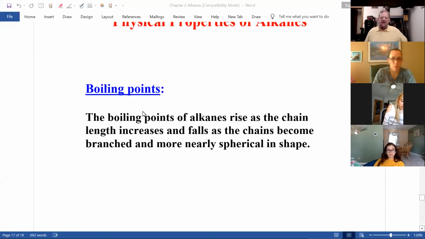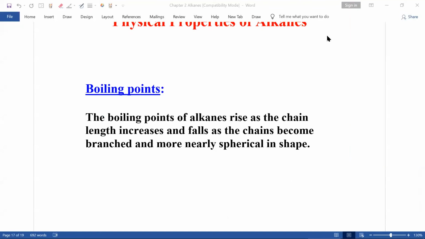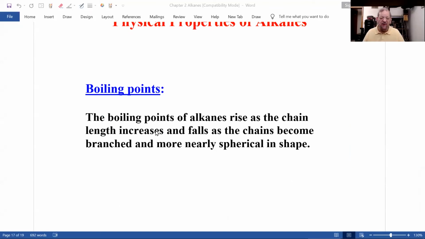When we talk about alkanes, an important thing to remember is the boiling point. We'll find out this is true for a lot of things, but the more carbons, which means the chain length increases, the boiling point increases. So the boiling point will rise as the chain length, the number of carbons, increases. Now, when you have branching, the branched chain always has a lower boiling point than the unbranched, because it's more spherical in shape.